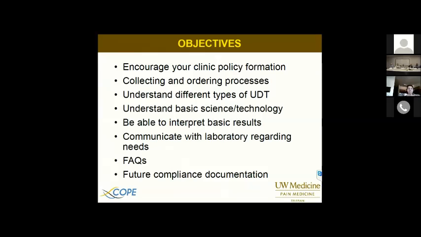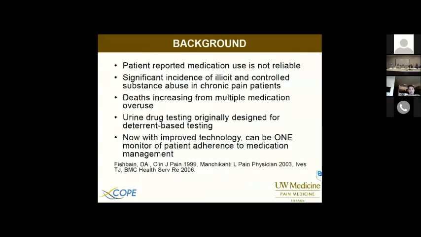We're going to talk about the collecting and ordering processes. I want to help you understand the different types of UDT, the reports that are generated, a very brief discussion of the science and technology. We may even have some additional time to talk about interpretation of the results, also what you do with the results, communicating with the laboratory, which is an ongoing issue, a few frequently asked questions, and then we're going to talk a little bit about what might be coming down the pipe.